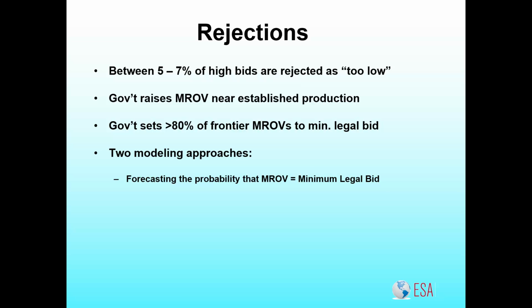So here we took two different approaches, like I said earlier. One was we're trying to forecast the probability that a block does receive the minimum legal MRV, and that's just because so many come out that way, so we can say, okay, a lot of these are going to just be minimum. What's the odds that it is a minimum? And then if it's not a minimum, what actually will that MRV be? That's a little bit more difficult to forecast, but we do make a pretty good job of it.